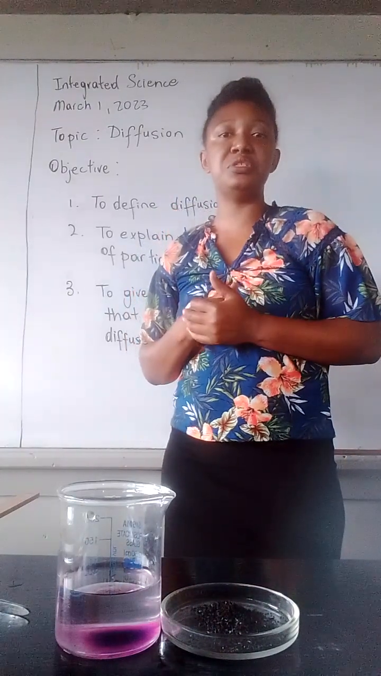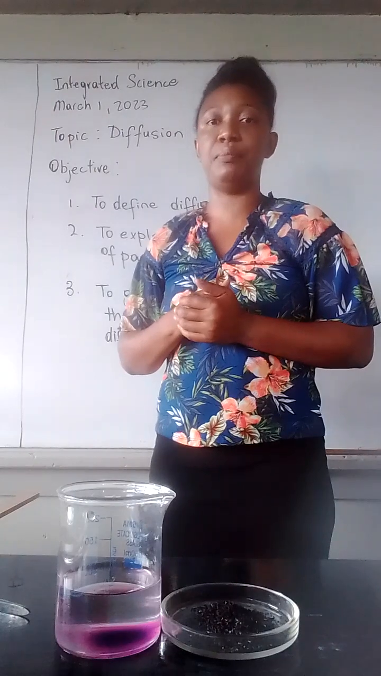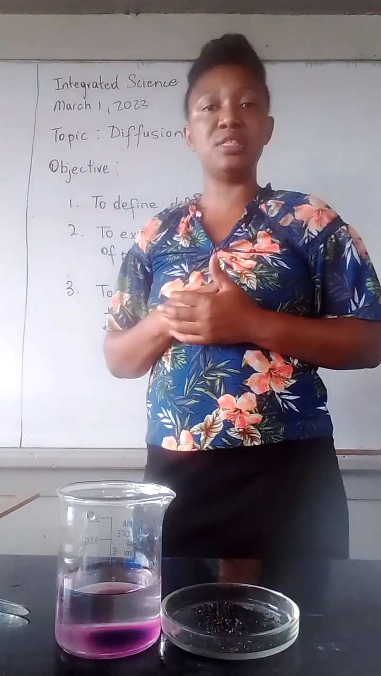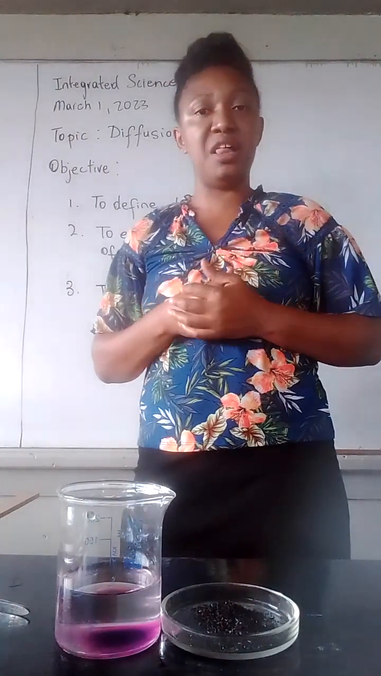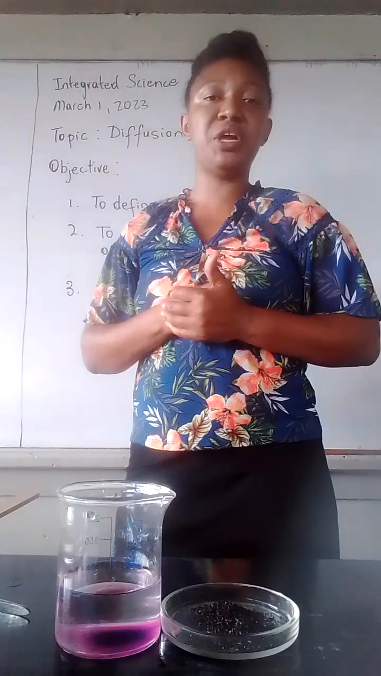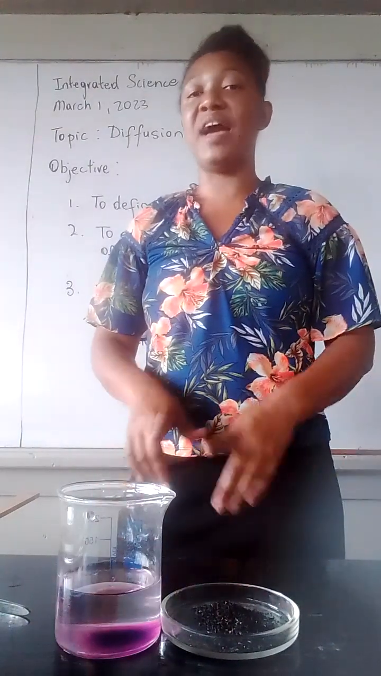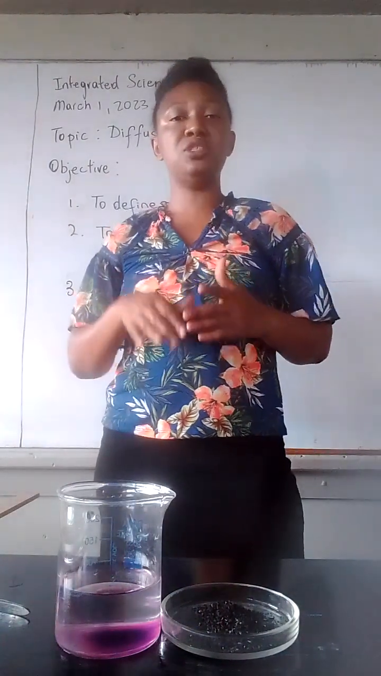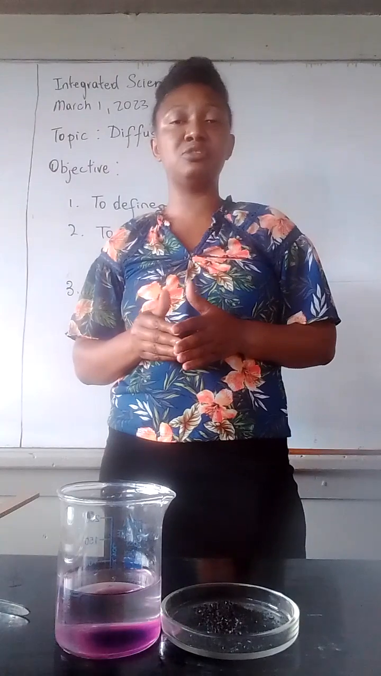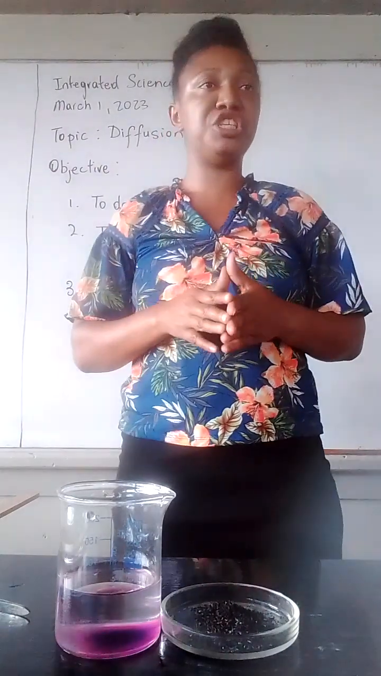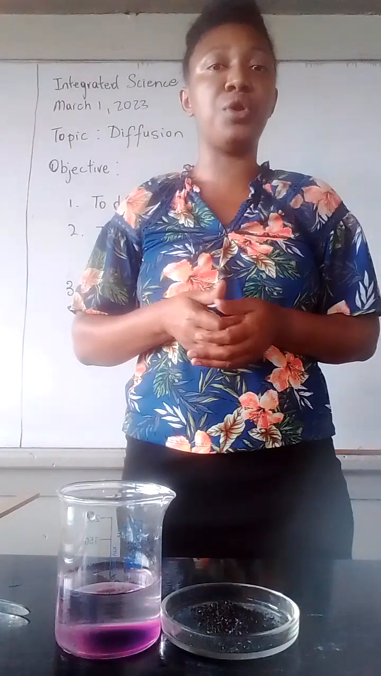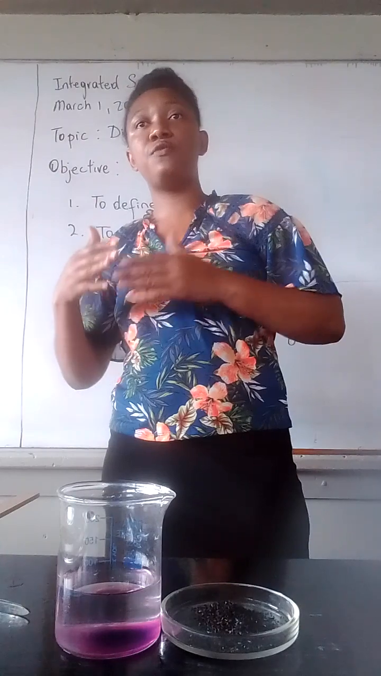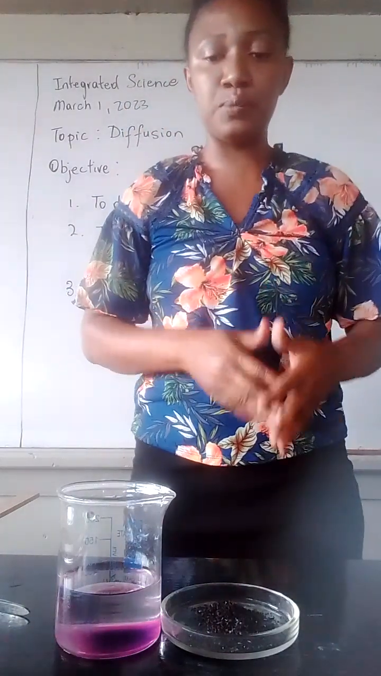Also, we can use cigarette smoking as another example. A man smoking a cigarette, persons on the outside will soon start to smell the smoke. This is because the smoke will move from an area of high concentration to an area of low concentration. The high concentration would be the room that the man is smoking in, and the low concentration would be the air on the outside where there was no cigarette smoking. So it will move from the room to the outside.